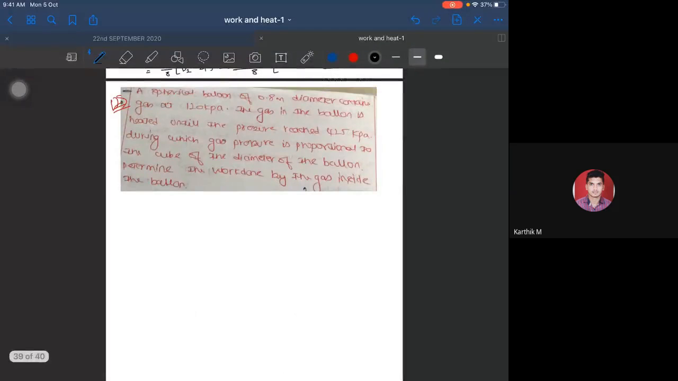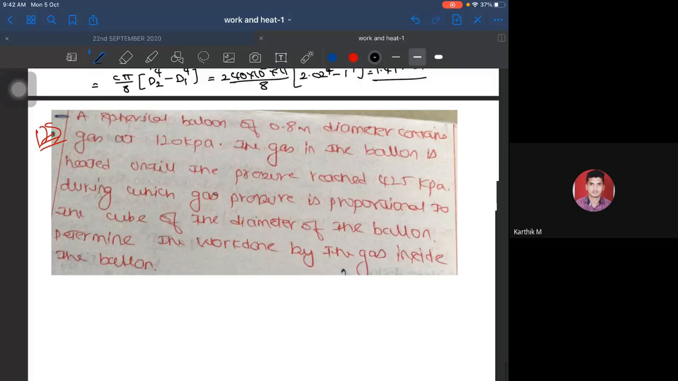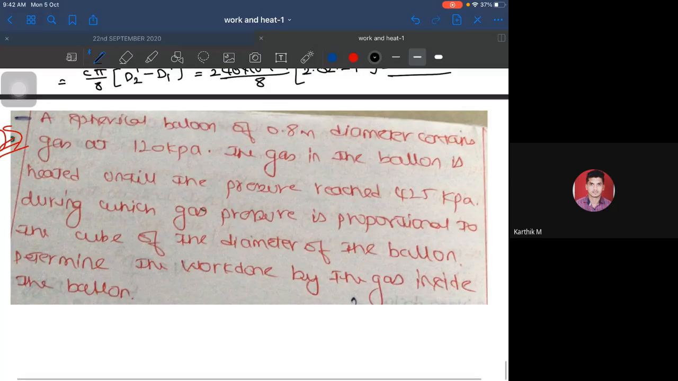Try this problem. Meanwhile, I'll be taking the attendance and I'll be asking the answers simultaneously. If anyone gets the value of the present problem, just give me the values. I'll be noting it down.